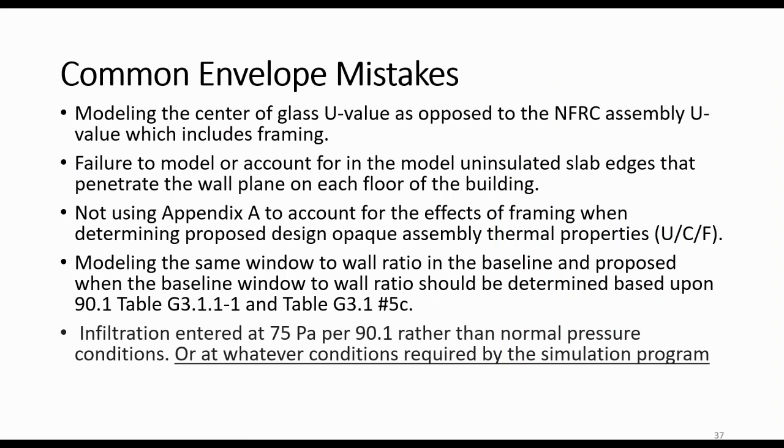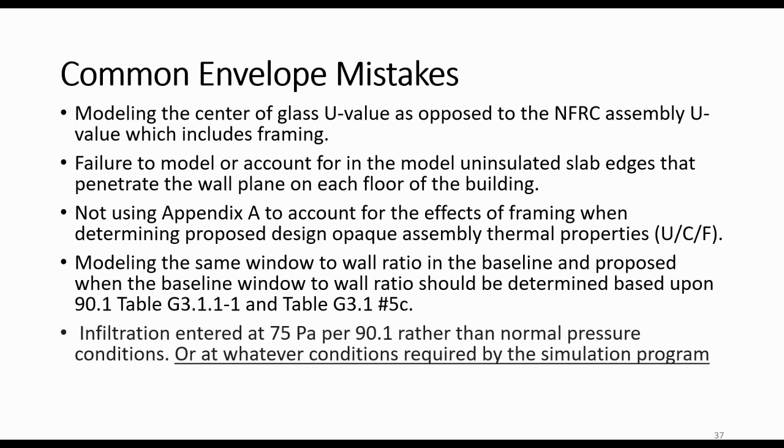So basically, I just want to touch on some common mistakes for envelope. A typical mistake is modeling the center of glass U value as opposed to the NFRC assembly U value, which includes framing. So we see that a lot, and we try to help modelers avoid this by prompting you to indicate the method used to determine the model's U value. So that'll eliminate a lot of questions, because this comes up a lot in reviews.